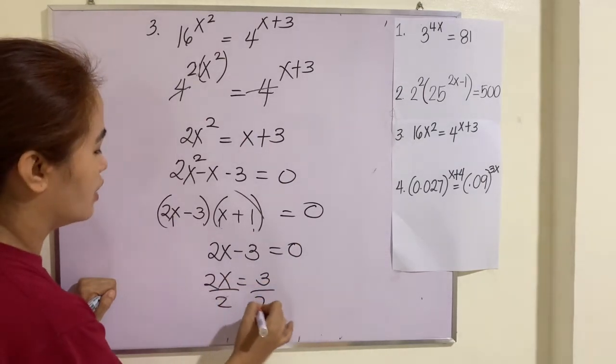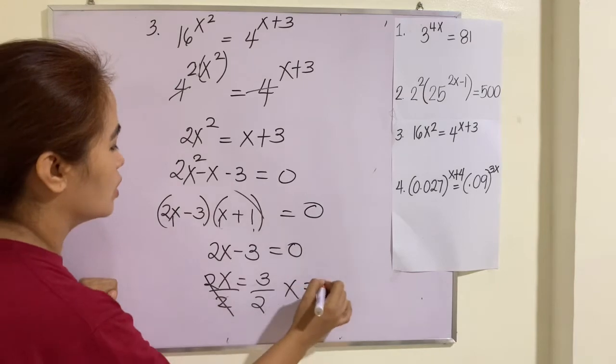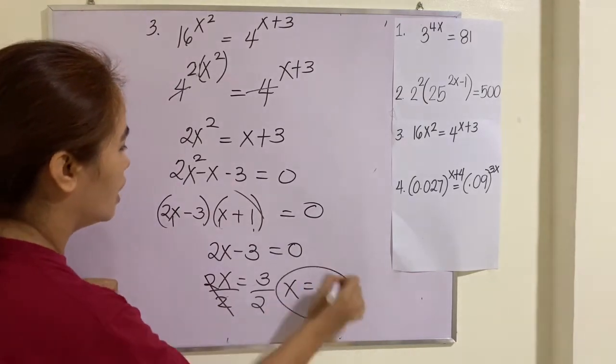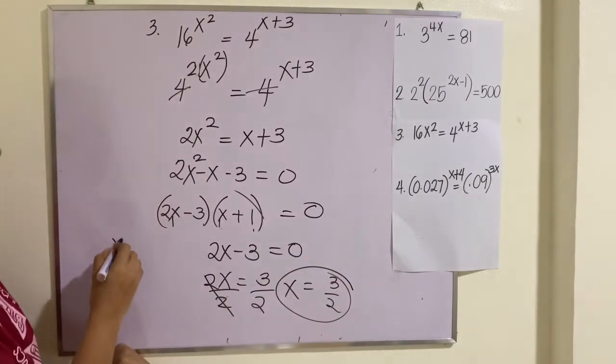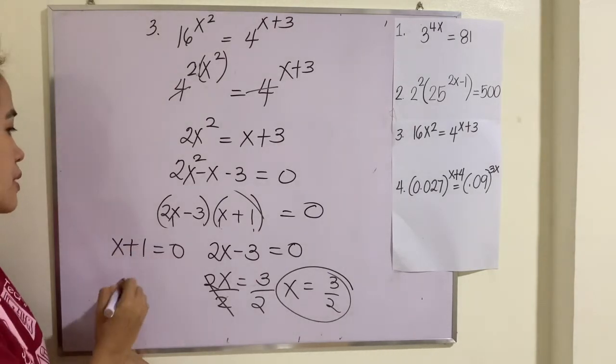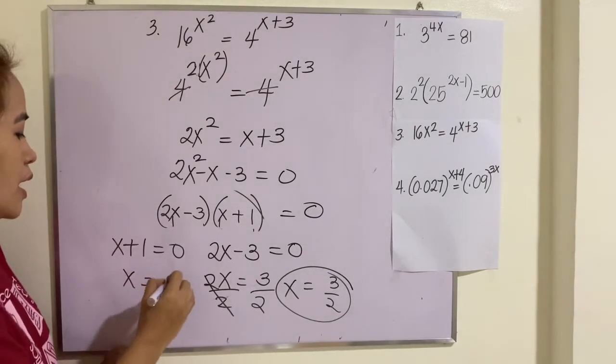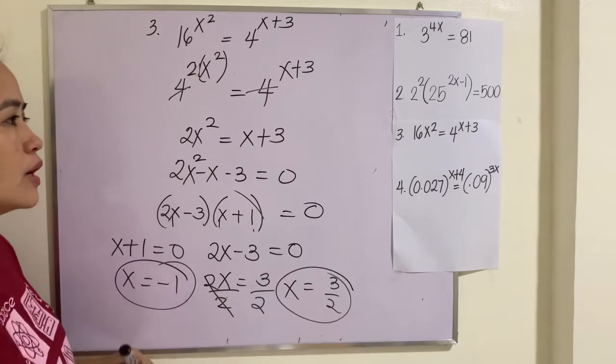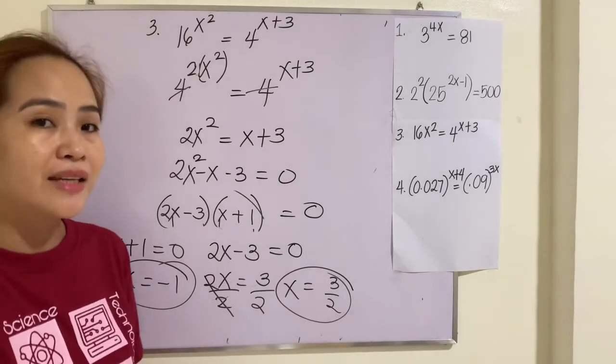Divided by 2, x is equal to 3 over 2. The other factor is x plus 1, so that is x plus 1 equals 0, x is equal to negative 1. So there are two values of x in number 3.